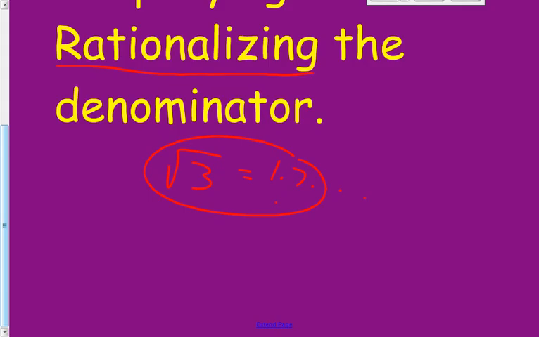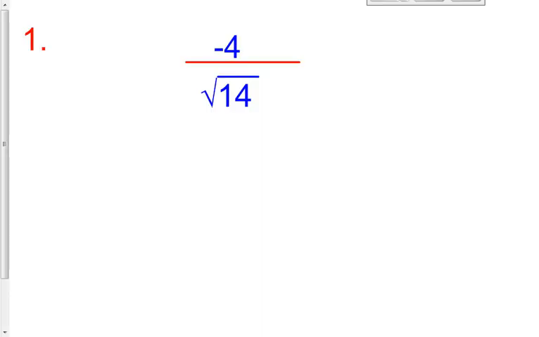Now, one thing that we deal with radicals is that they're very difficult to deal with when they're in the denominator. So we do not like irrational numbers in the denominator. All we want is rational numbers in the denominator. All we want is rational numbers. So that's what we're going to be talking about in this lesson.